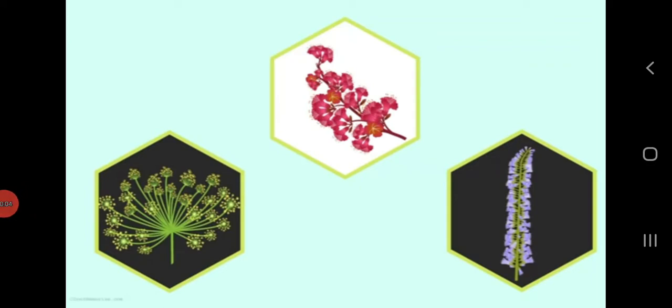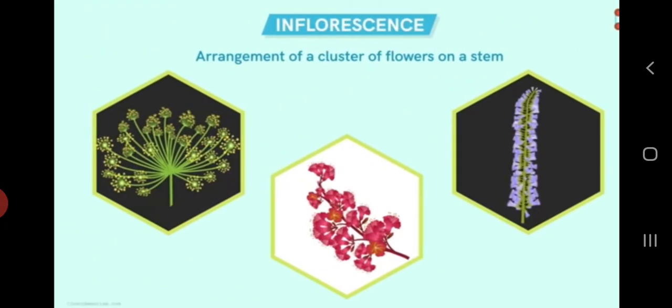In our previous class, we discussed the most beautiful part of a plant, that is, the flower and its structure. Today we are going to discuss inflorescence. Flowers can be borne on the shoot either singly or in clusters. The arrangement of flowers on the floral axis is called inflorescence. It is of several types depending on the order of development of flowers and the mode of branching.